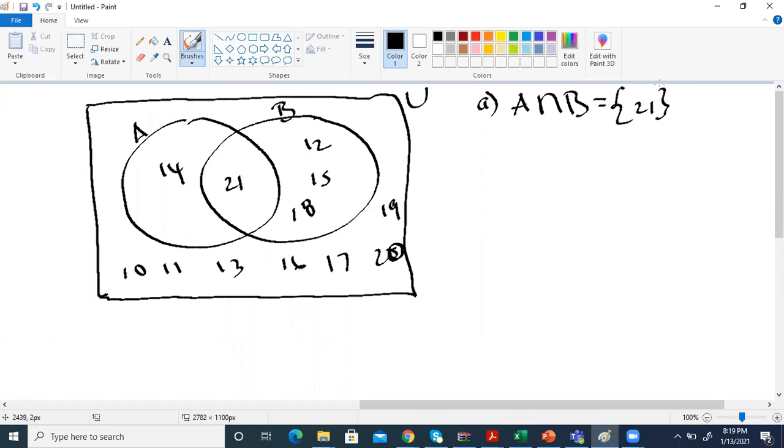What about the next question, which I think is A intersect B complement? Let me try and find that.